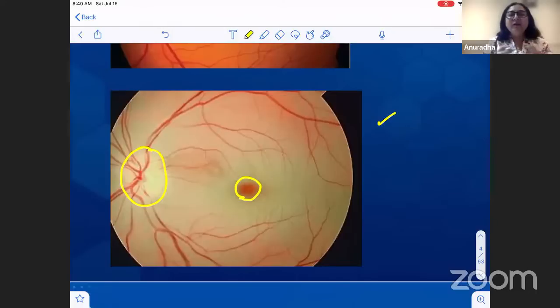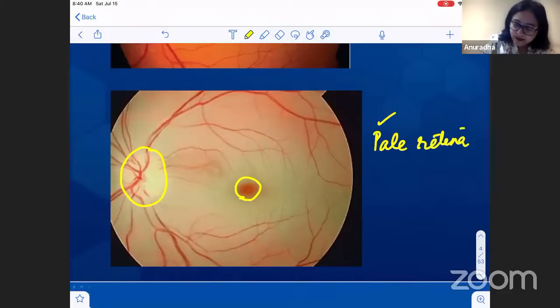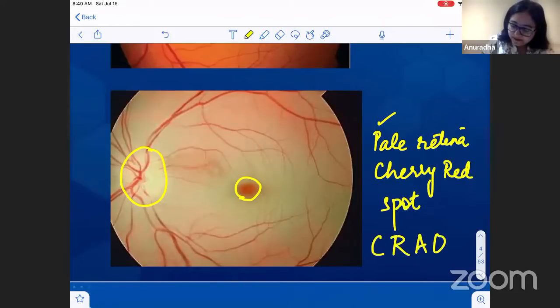Okay, so they can ask the question in multiple ways. They can ask that you see a pale retina with cherry red spot. Diagnosis is central retinal artery occlusion. Central retinal artery occlusion, okay? And what is the most important risk factor for central retinal artery occlusion? They are the emboli due to thromboembolic disease. All the risk factors for stroke will be the risk factors for central retinal artery occlusion also.